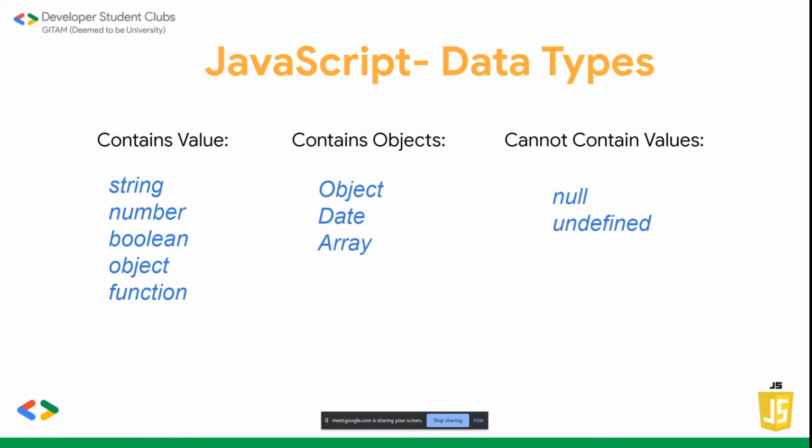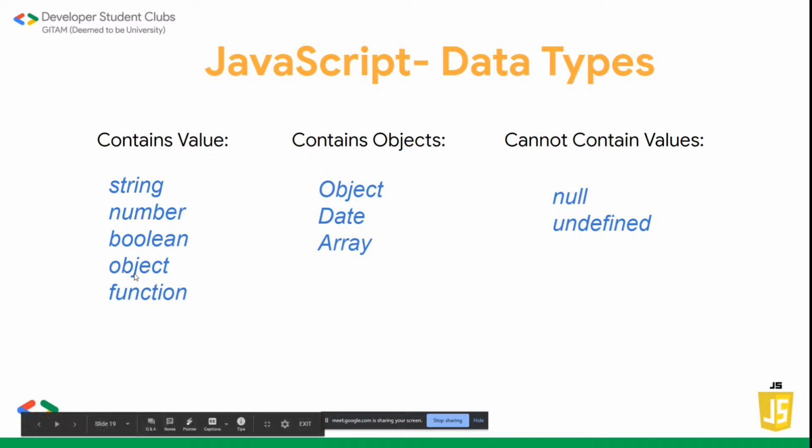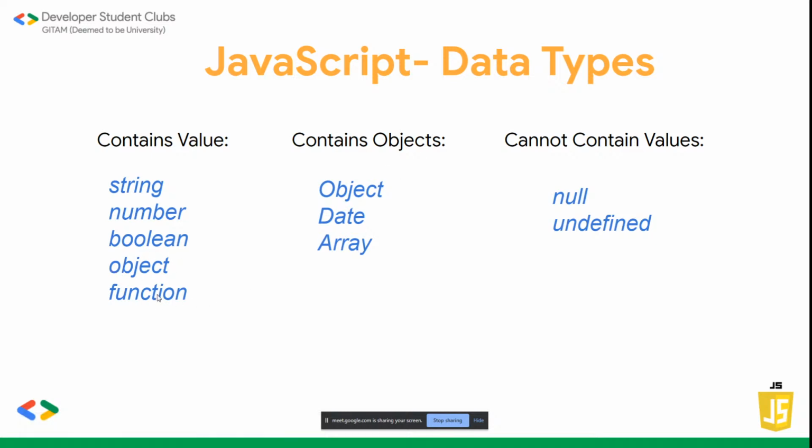So yeah, contains value. We have some data types like string, numbers, boolean, object, functions, which has some value in them. And contains object. Object is a data type. So this is a data type, and the variables that contain this data type are known as objects. So object contains object is a data type.